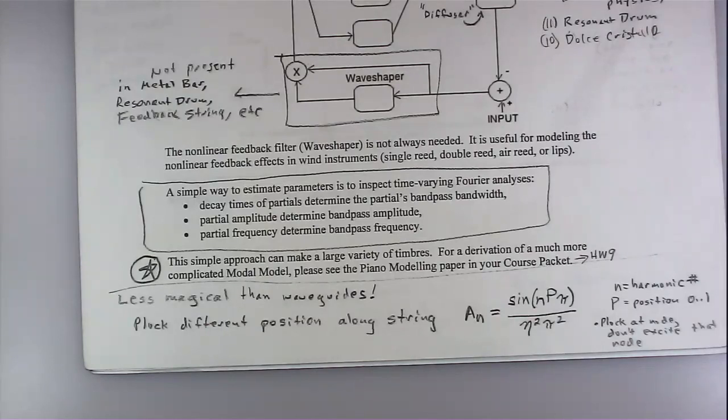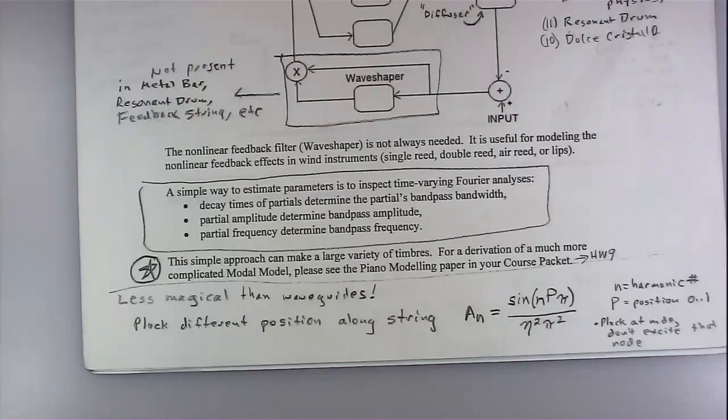If you have a waveguide model, you have physically a location along your delay line where you're putting in the energy, and the right thing happens. You get the right harmonics if your model is good. But if you're doing this modal modeling, you actually have to explicitly set your harmonic amplitudes. It's a simple function: the amplitude of the nth harmonic depends on your position, 0 to 1, on the string. It's okay, but it's kind of cool when it just magically happens, right?